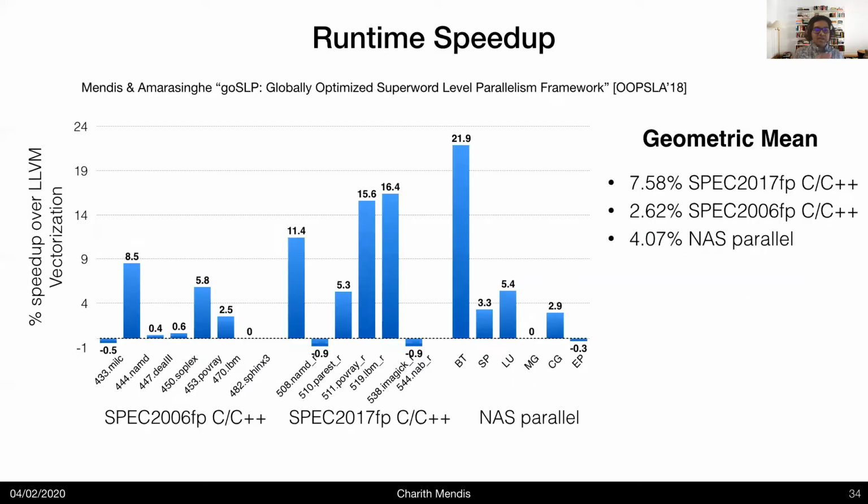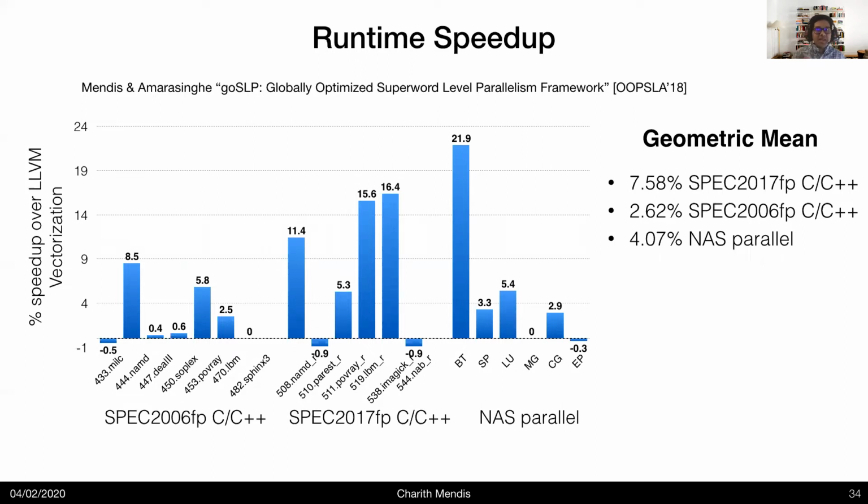And here I summarize all the results in a graph. The y-axis shows the speedup that we can achieve over the LLVM compiler for all the benchmarks listed in the x-axis. In summary, GoSLP, the ILP-based solution, is able to achieve more than 7.58% speedup on SPEC 2000 FP C and C++ programs.